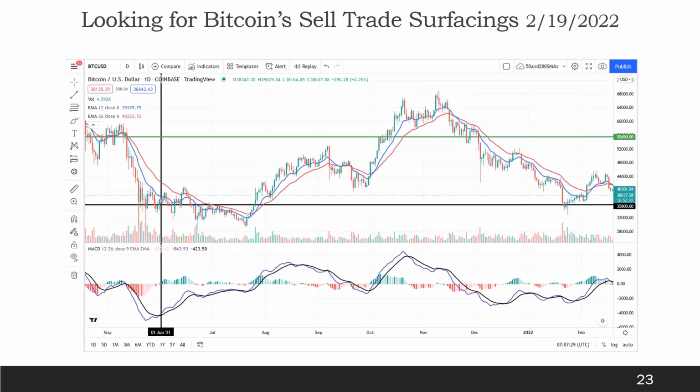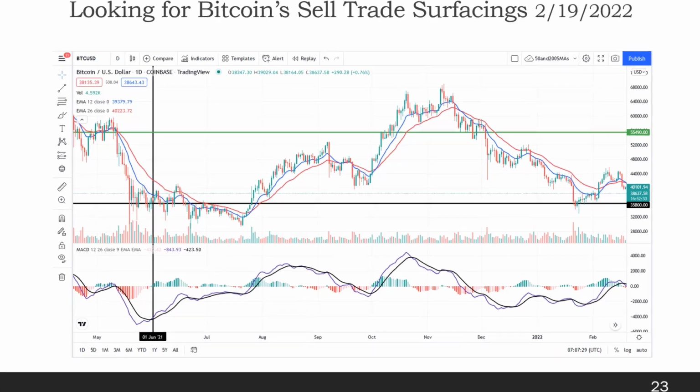We bought Bitcoin June 1st, 2021. See the black vertical line. We bought it at a price of $35,800. See the black horizontal line. The 55% flexible target appreciation price is $55,490. See the green horizontal line.